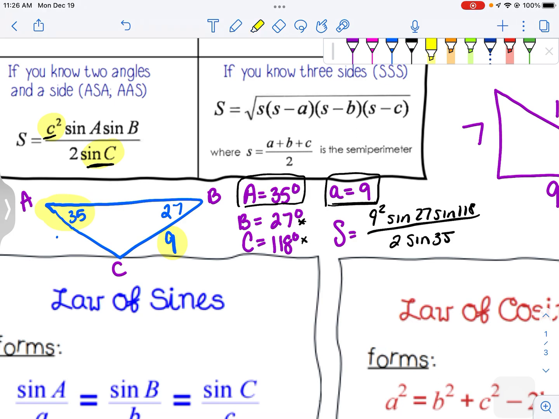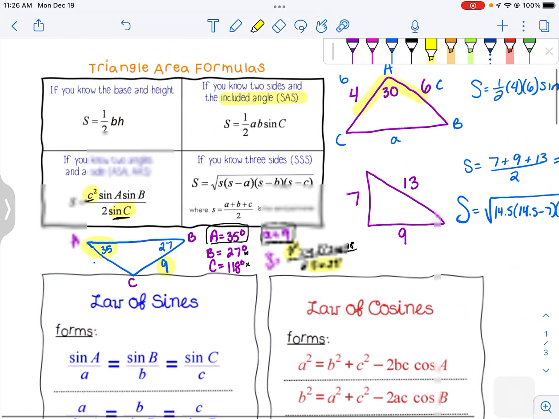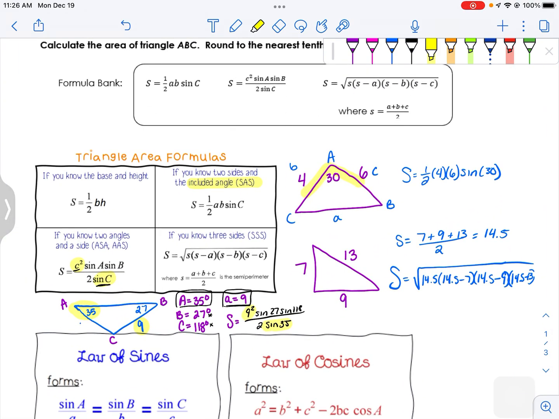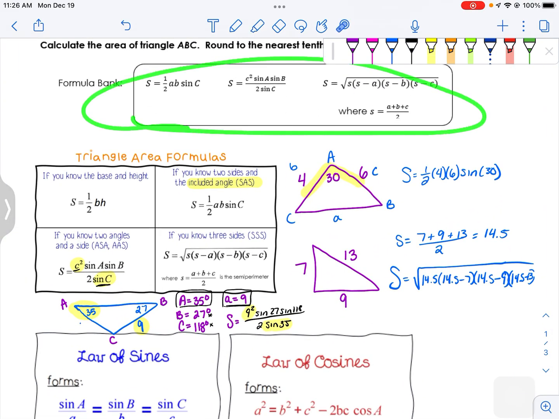So the key is that the 9 was across from the 35, and those have to be put together like the formula like that. They have to be across from each other. Those two must match up. So that's how to identify the different triangular formulas and use them. Those formulas will be given just like this.